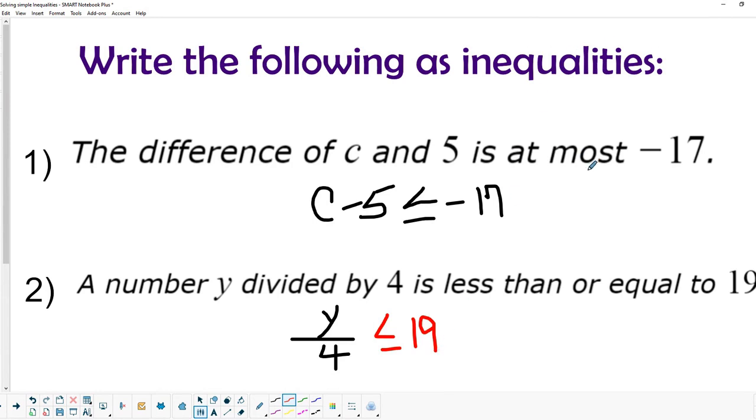Now, I didn't say we had to solve it in this case, but in some cases you may have to write an inequality, solve it, and even graph it. So be prepared for whatever comes along.